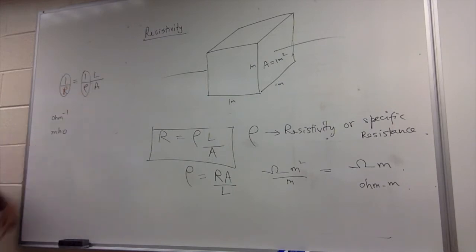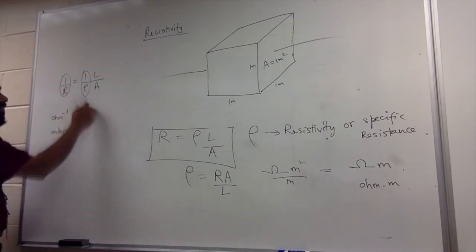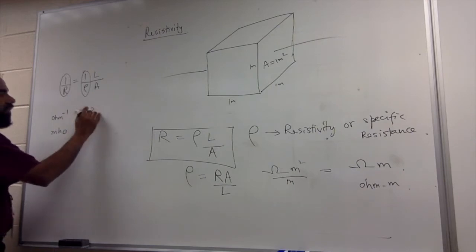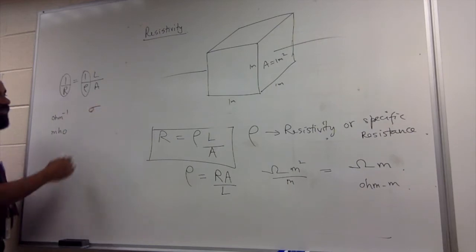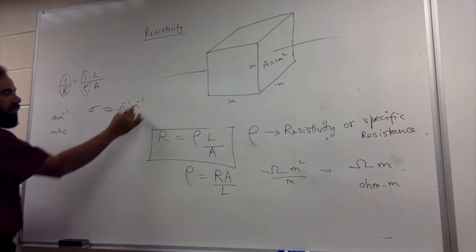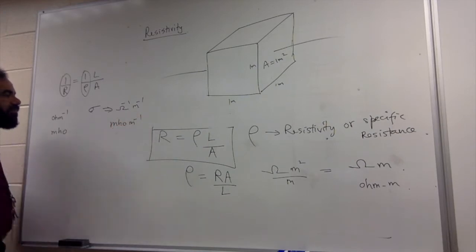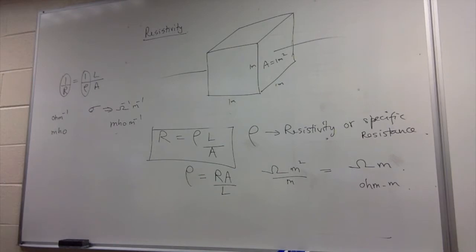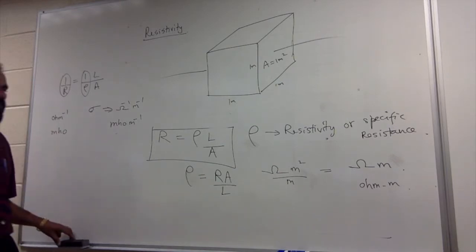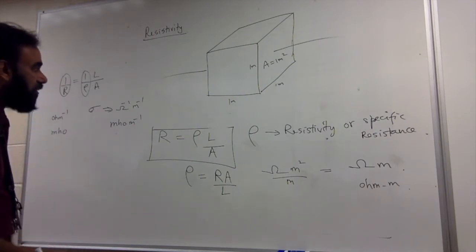Now, sigma is conductivity, whose unit is ohm minus 1, meter minus 1, or you can call it mho, meter minus 1. Okay? You can write it any way you want. That's what it is. Questions?